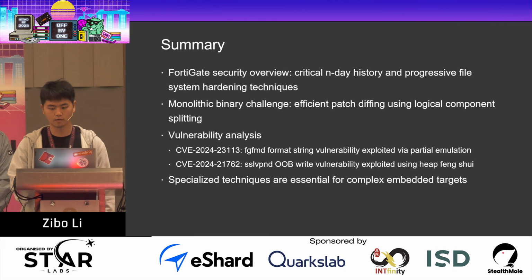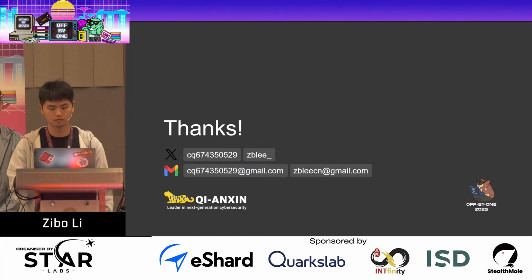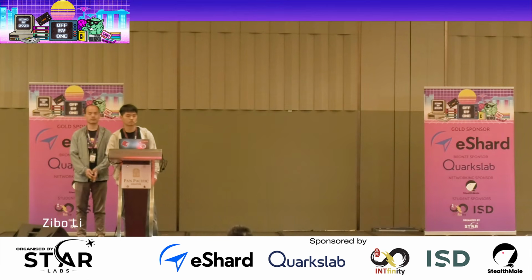CVE-2024-23113, where we exploited the FGFM Fortinet string vulnerability via partial emulation, and CVE-2024-21762, where we leveraged heap feng shui to exploit an OOB write in SSL VPND. Overall, this work highlights that specialized techniques are essential for tackling complex embedded targets. Okay, that's all we shared today. We hope you found the session insightful and rewarding. Thank you for your time and attention.